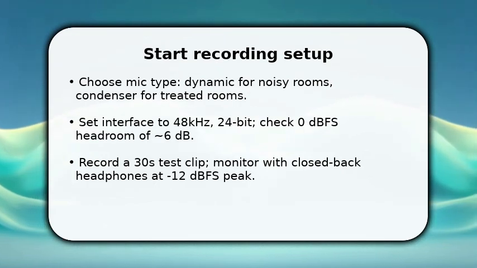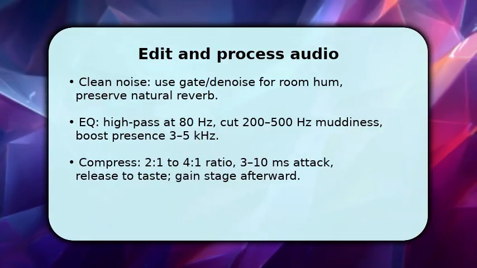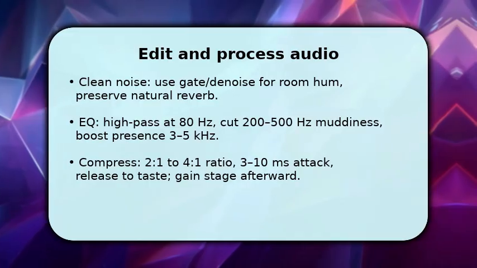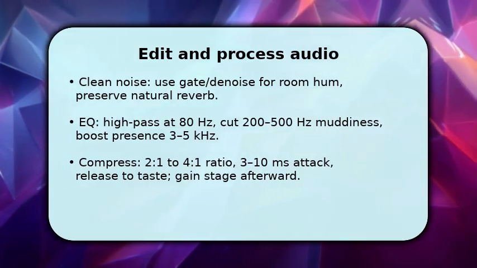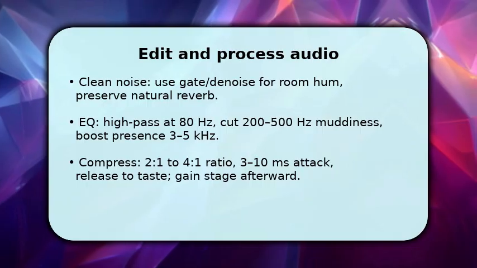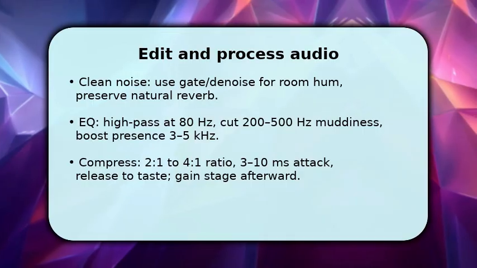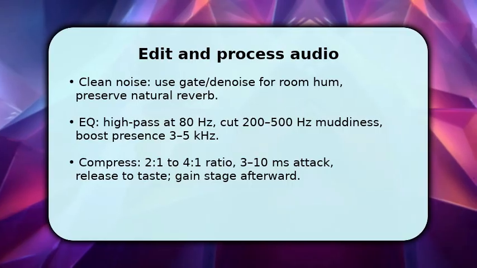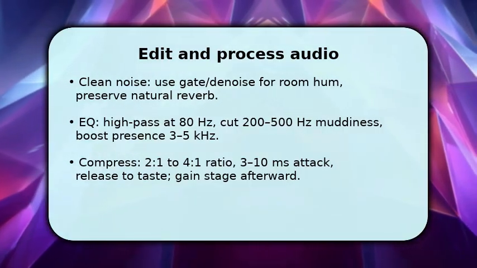You move into editing with a clear workflow. Remove silence and apply gentle noise reduction so you keep natural ambience. Next, use EQ, a high pass at 80 Hz, reduce 200-500 Hz muddiness, and add a small presence boost around 3 to 5 kHz so the voice cuts through. Then compress with a 2:1 to 4:1 ratio, short attack, musical release, aim for 3-6 dB of gain reduction. Finally, balance levels and align audio to the video timeline.